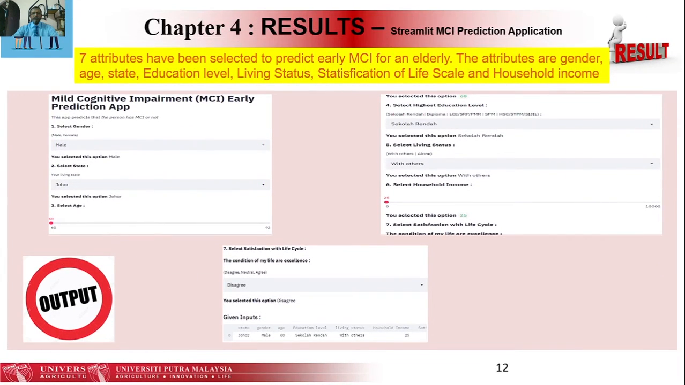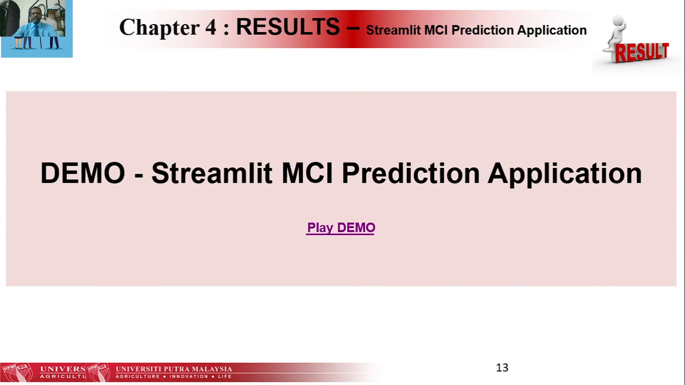Therefore, when we move on, we have selected 7 attributes to predict early MCI for an elderly person. We have used the Streamlit MCI prediction application, and the 7 attributes are gender, age, state, education level, living status, satisfaction of life scale, and household income. We are looking at a screenshot of the application, and let's see the demo.